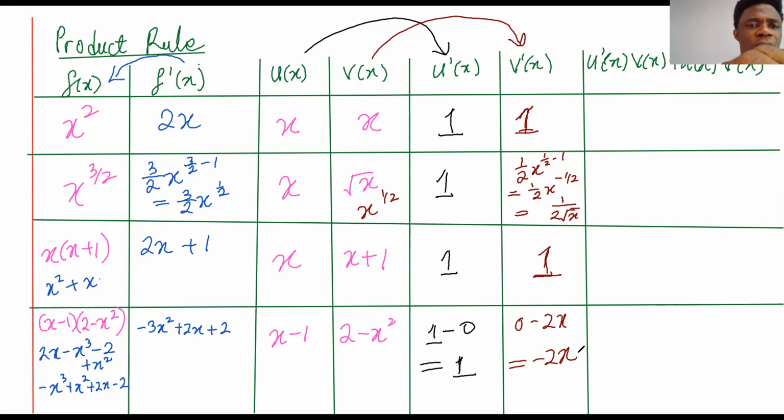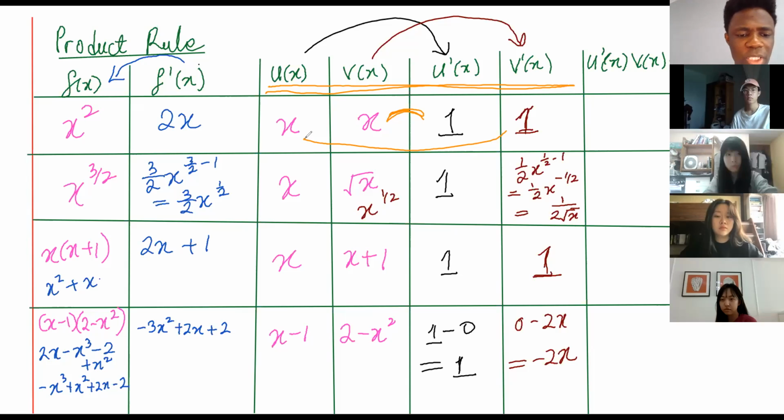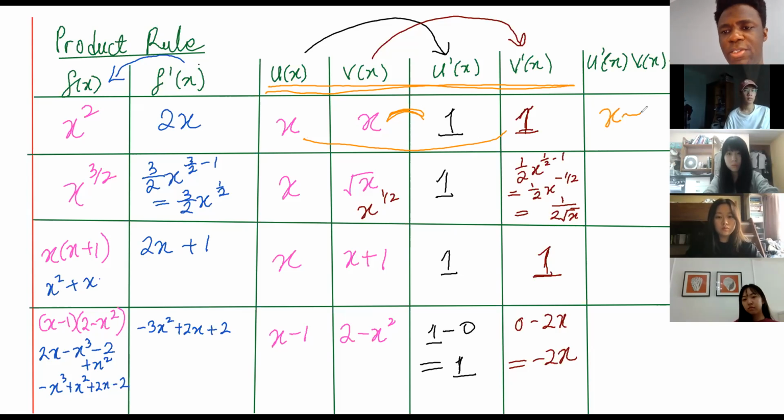Now, the last column is from these 3 columns. It means this derivative times this, right? No. This times this, then this times this. Everybody acknowledge if you understand. Okay. So this times this is x. This times that is x. That gives 2x.